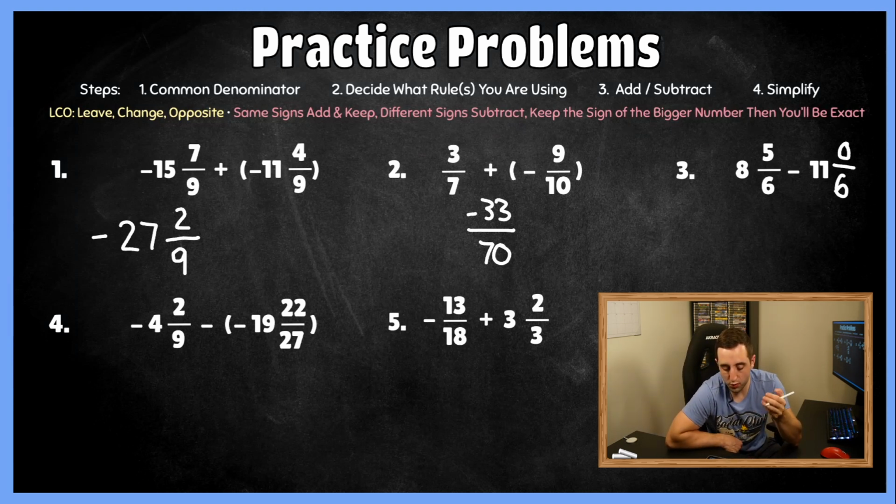Now let's utilize our rules. They already have the same denominator. So we're going to utilize leave, change, opposite because it's a subtraction problem now. So let's leave the first one alone.